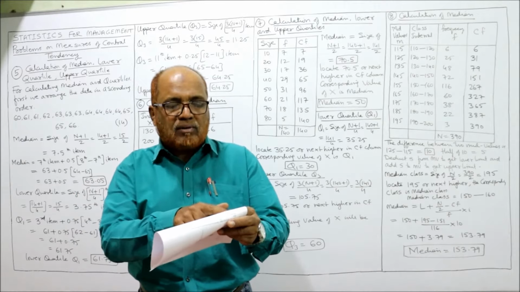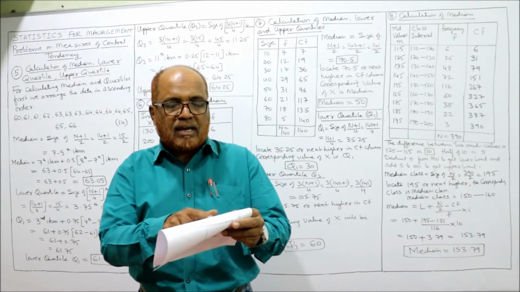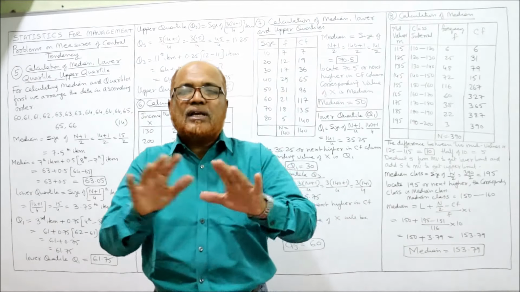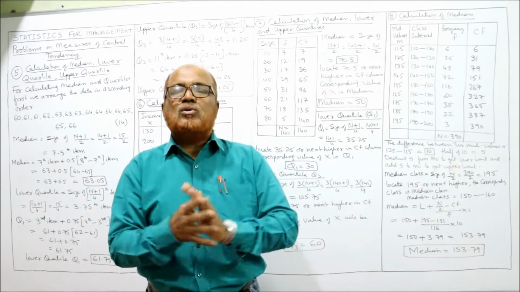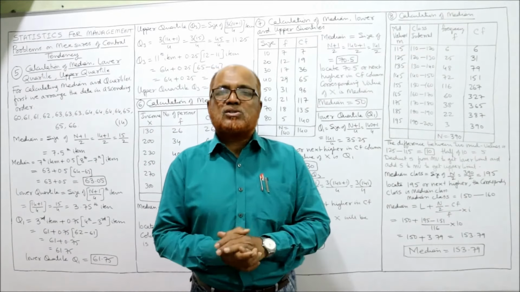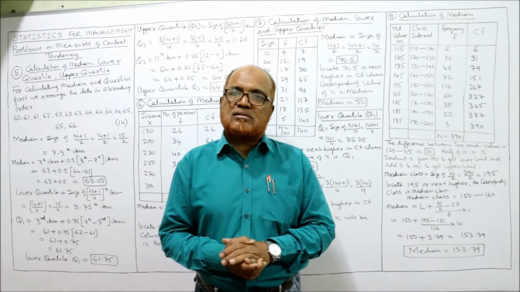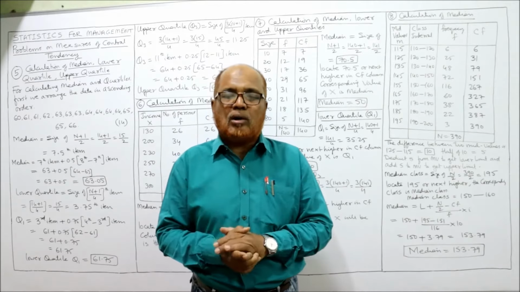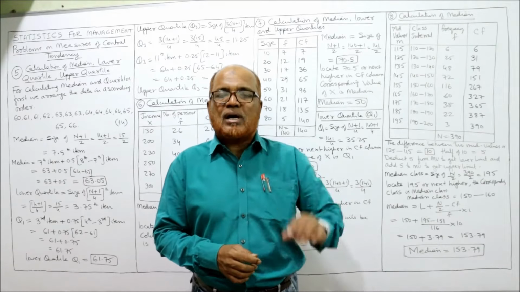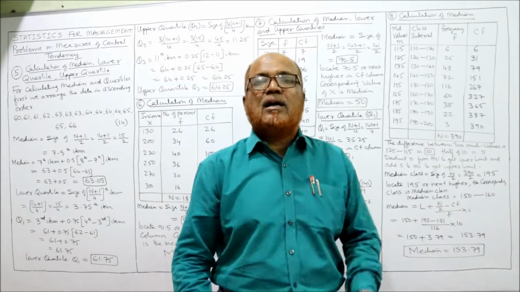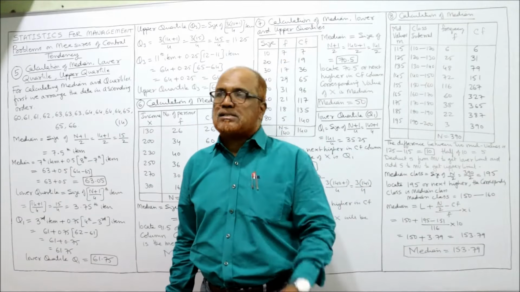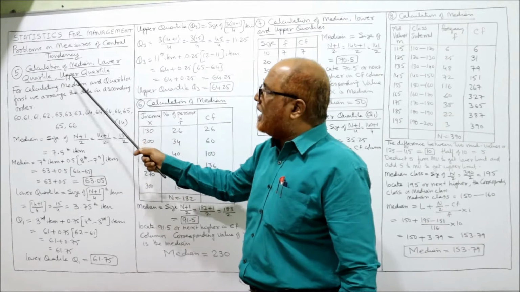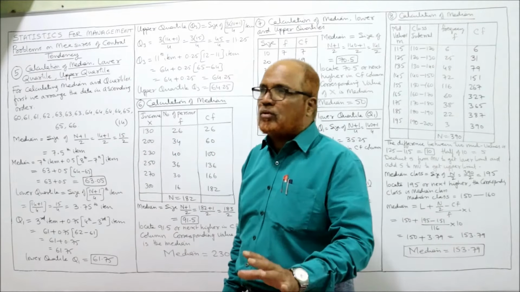Totally how many values are given? 1, 2, 3, 4, 5, 6, 7, 8, 9, 10, 11, 12, 13, 14. Totally 14 values, individual values are given. So this series is called individual observations. It is not a group. There is no frequency at all. So we are required to calculate the median, lower quartile Q1 and upper quartile Q3.